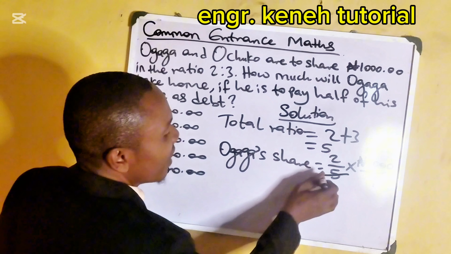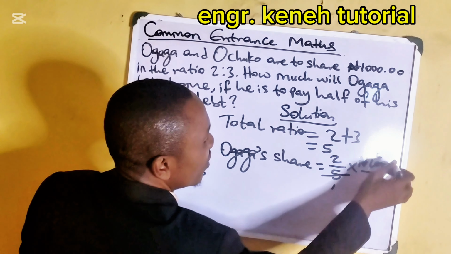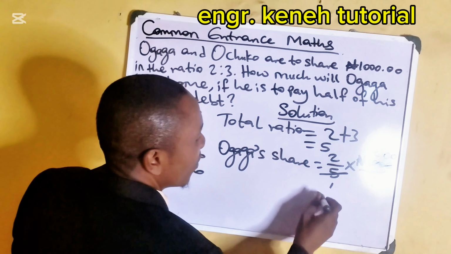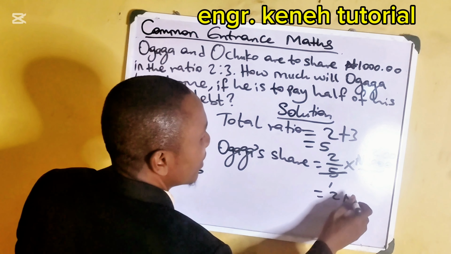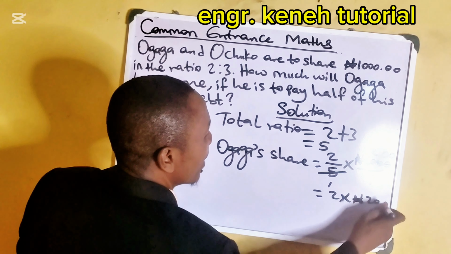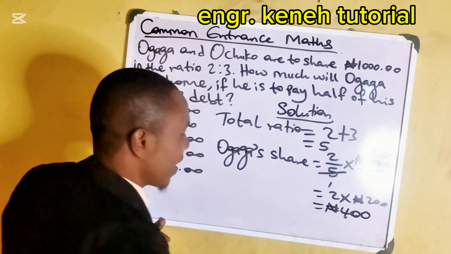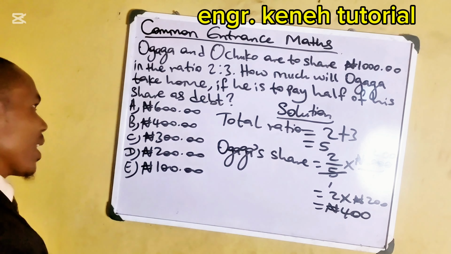So 5 can divide itself 1, dividing 10 you have 2, dividing 0 0 you have 0 0. So you have here 2 times 200 naira, and that will give us what? 400 naira. Can you see that? That is what Ogaga's share is.